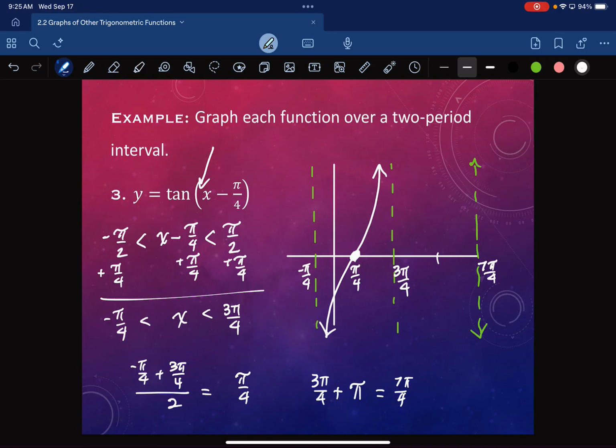And halfway in between them, you can probably identify in terms of patterns at this point. These are all odds over 4, right? So I have 3 and I have 7, halfway between would be 5. So this is 5 pi over 4. Increasing branch, so that it looks like that.